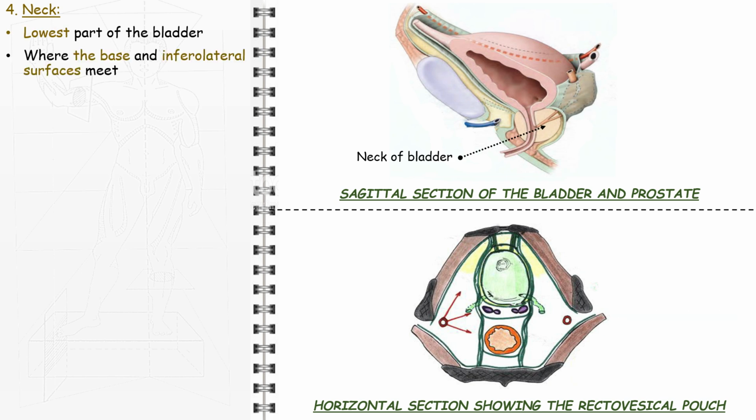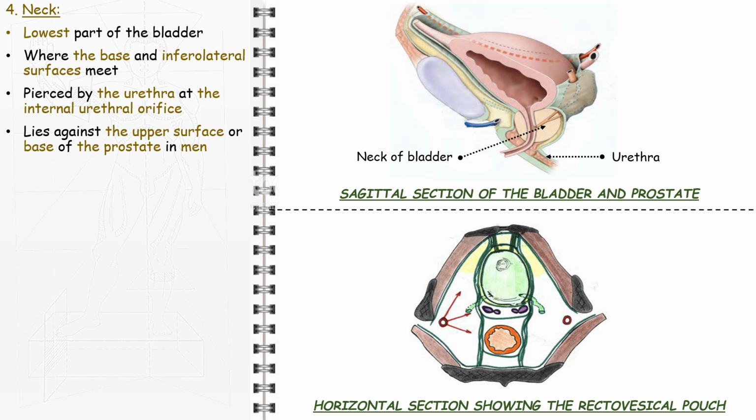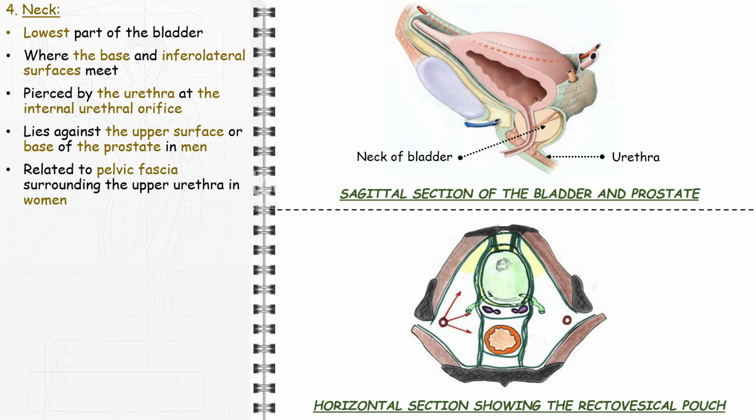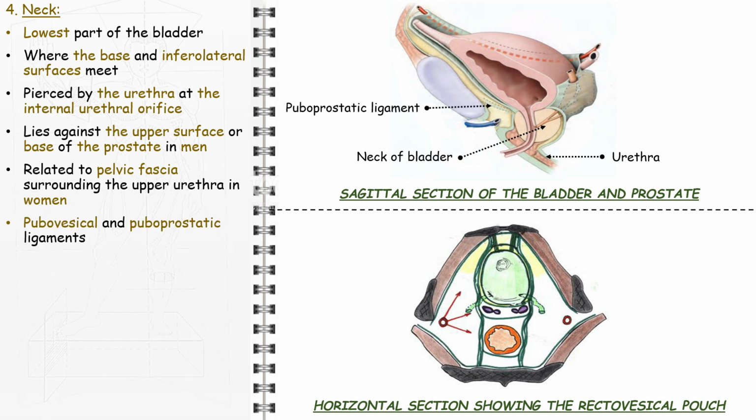It is pierced by the urethra at the internal urethral orifice and lies against the upper surface, or base, of the prostate in men and against the pelvic fascia in women. The neck of the bladder is fixed by the anterior vesical ligaments to the pubic symphysis. In men, the puboprostatic ligament is attached to the prostate also, and the neck of the bladder is also fixed by its fusion with the stroma of the prostate. The anterior vesical ligaments are crossed by the deep dorsal vein of the clitoris in women and of the penis in men.